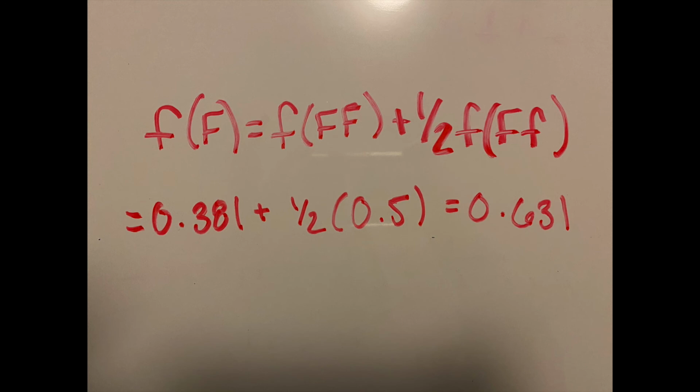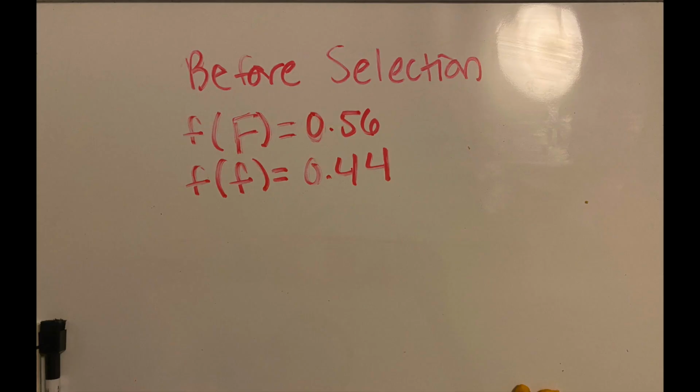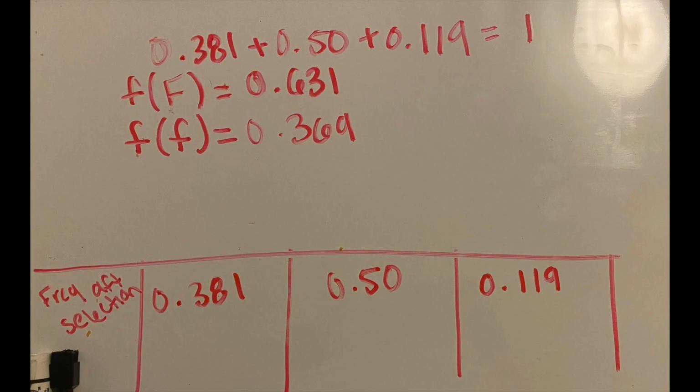The frequency of the dominant allele after selection is the frequency of the full-tailed goldfish after selection added to half the frequency of the half-tailed goldfish after selection. The frequency of the recessive allele after selection is the frequency of the no-tailed goldfish after selection added to half the frequency of the half-tailed goldfish after selection. So here's the frequency of each allele before selection, and here's the frequency of each allele after selection. You can see how the frequency of the more fit dominant allele is higher after selection.